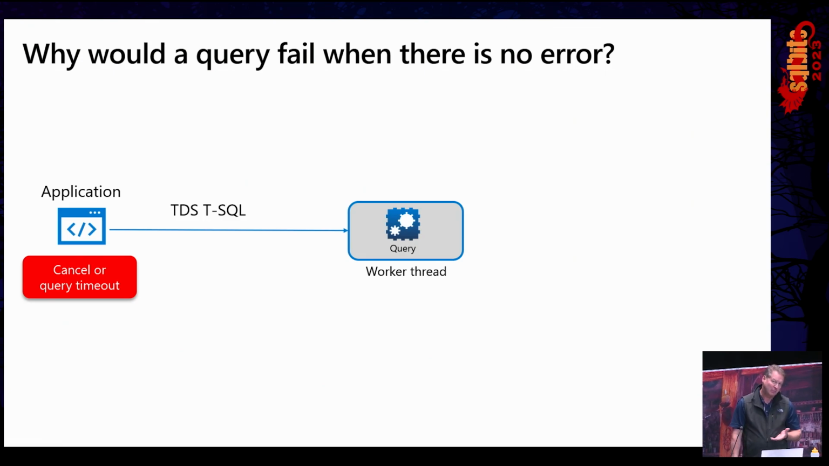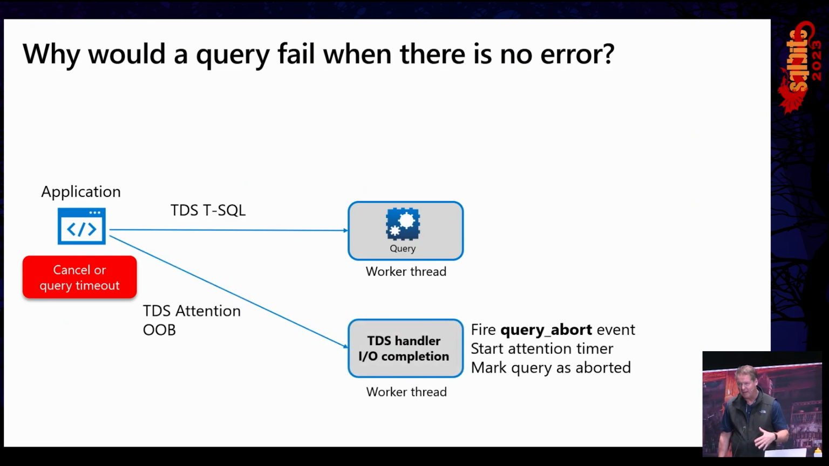Now, if you ever wondered how we process that, we do something called an out-of-band packet or an attention packet. And what happens inside SQL Server is this worker thread is not capable of recognizing that packet because it's busy running the query or it's blocked on something. So a separate thing called an IO completion port, a worker thread, picks up this attention packet, and we know what session that belongs to.